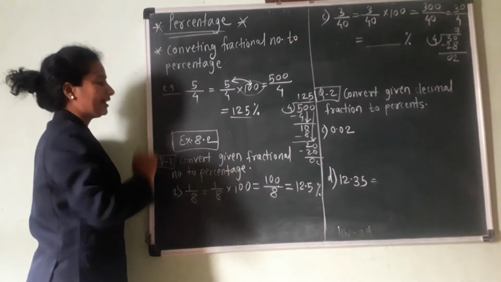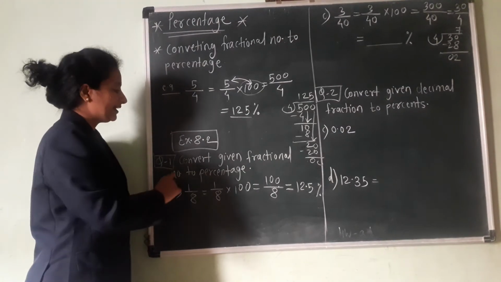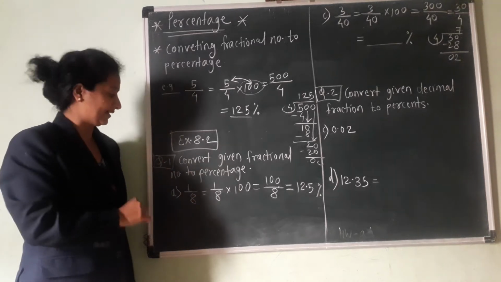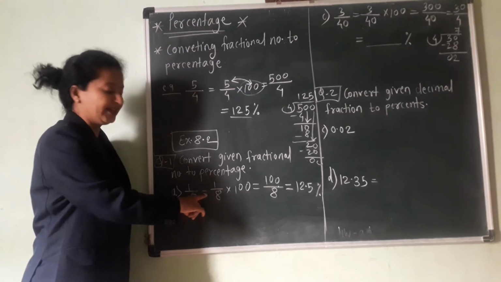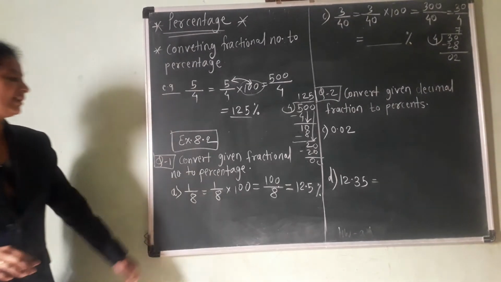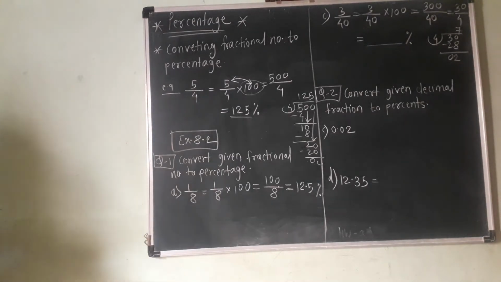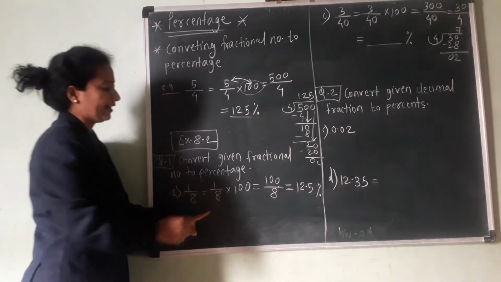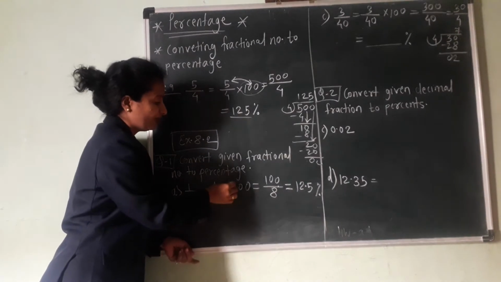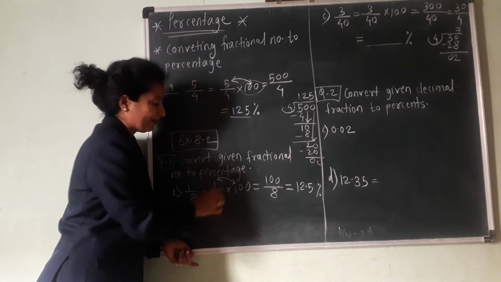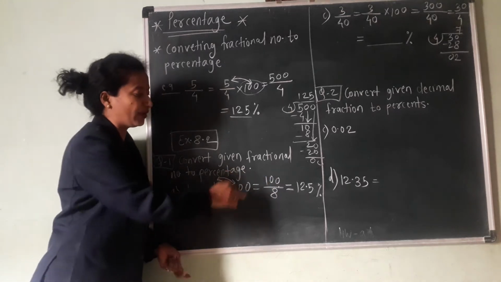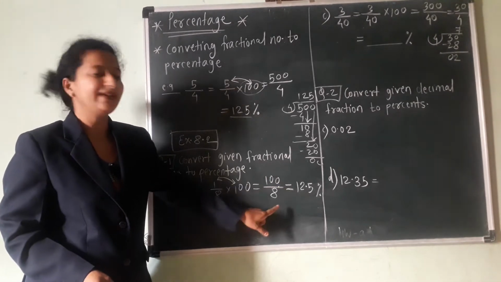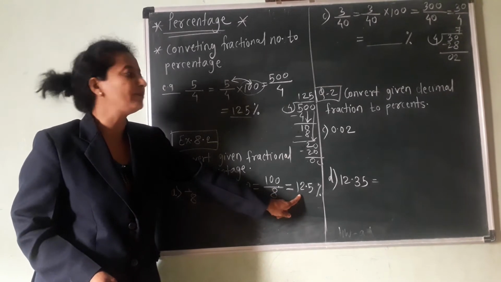See exercise 8.2, question number 1. In this question, we have to convert the given fractions into percentages. So 1 upon 8, we have to convert it into percentage. Obviously we have to multiply it by 100. 1 upon 8 multiplied by 100. 100 multiplied by 1 will be 100 upon 8. Now when you divide 100 by 8, you will get the answer 12.5.